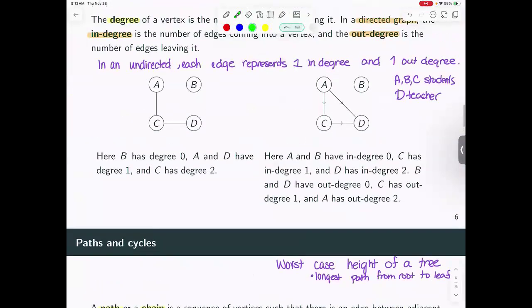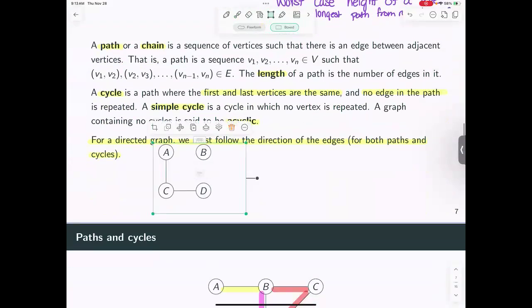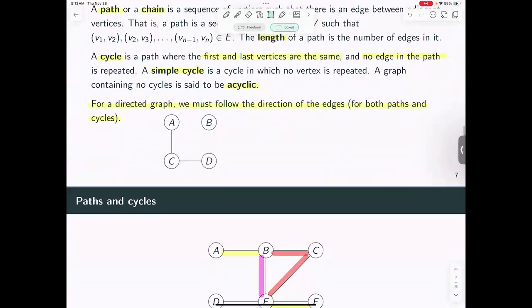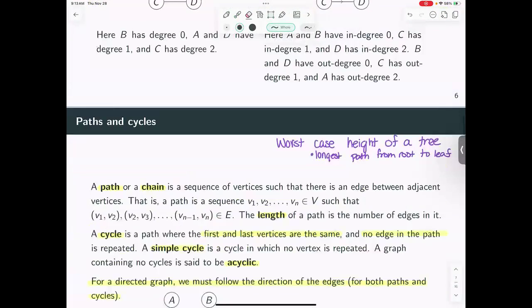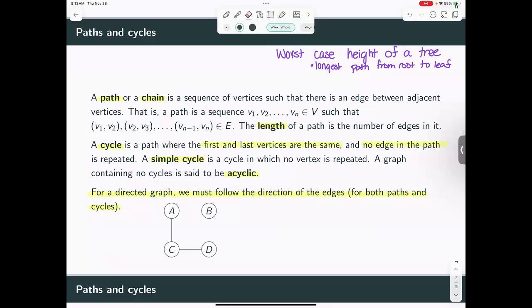So let's just take this over here and discuss it with respect to these terms. Let's just discuss that. If we look at our graph here, do we have any cycles? No, we don't have any cycles. A reminder that in an undirected graph, A to B and B to A would be considered the same. So there are no cycles here.